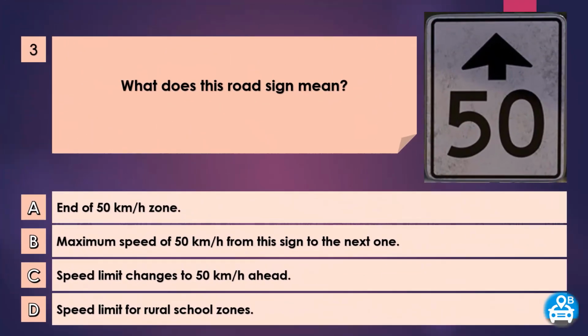What does this road sign mean? A. End of 50 km per hour zone. B. Maximum speed of 50 km per hour from this sign to the next one. C. Speed limit changes to 50 km per hour ahead. D. Speed limit for rural school zones.